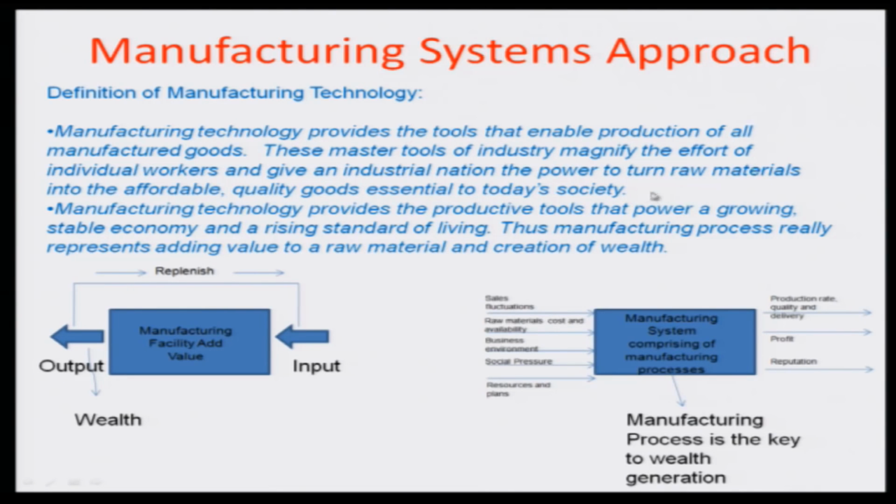So basically what it really means is that these set of tools are important for magnifying any effort which is manual and coupling that to raw material so that you can produce something useful and important. Further, manufacturing technology provides the tools that power a growing stable economy and a rising standard of living. These manufacturing processes really add a representation of value addition to a material and creation of wealth.